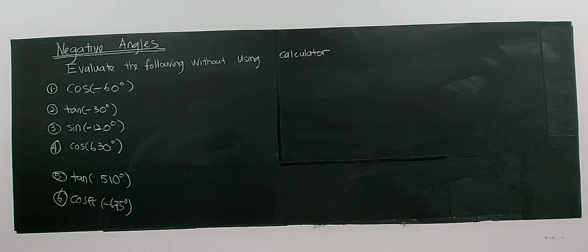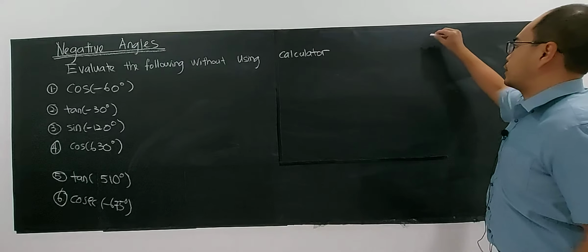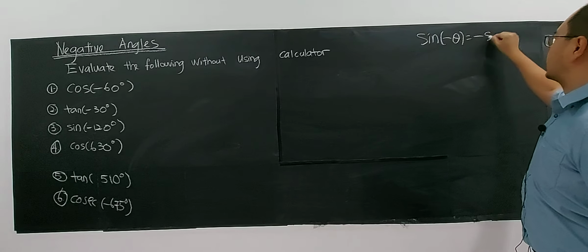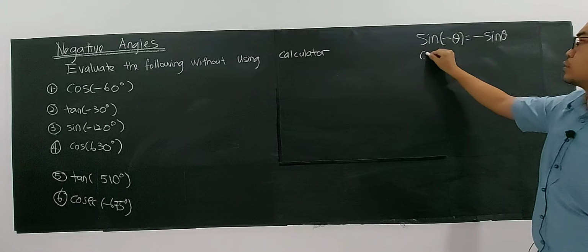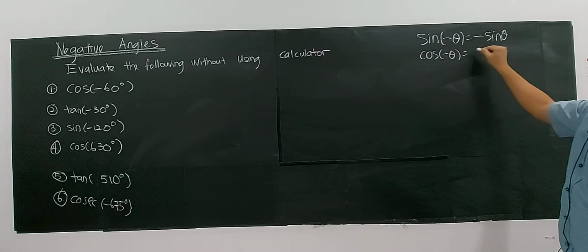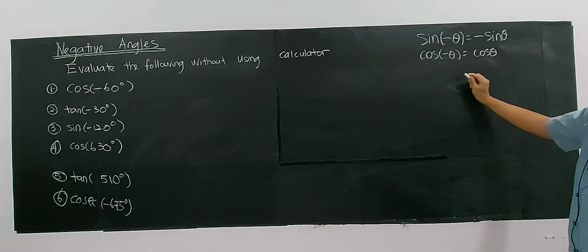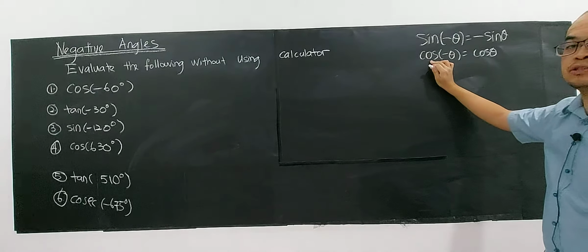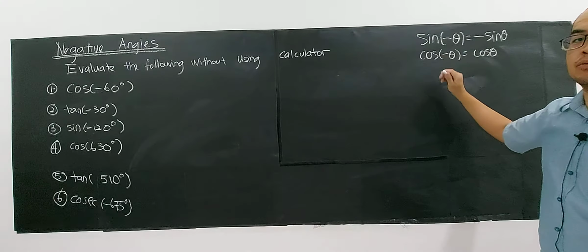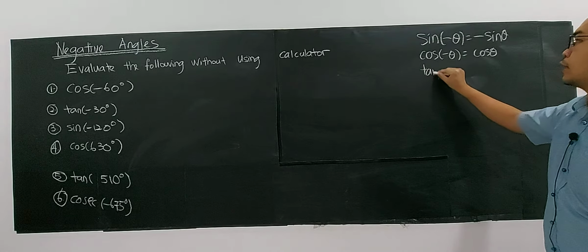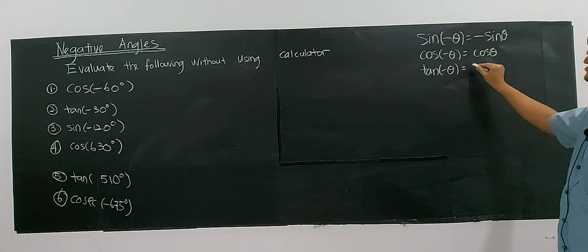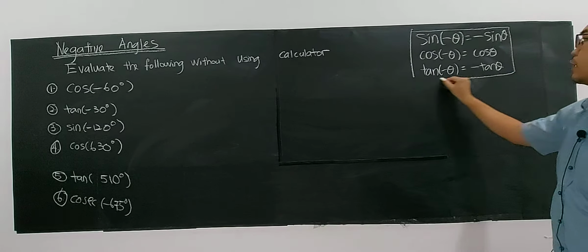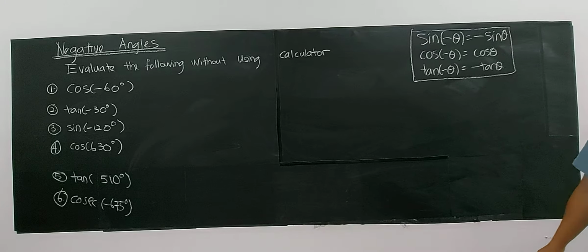Okay, negative angles. As you know, the formula for negative angles that you learned in secondary school: the sine of negative theta gives you negative sine theta, and the cos of negative theta gives you cos theta, because the cosine function is an even function, so it is symmetric about the y-axis. For tangent, negative theta is negative tangent theta. So these are the three basic negative angle formulas.